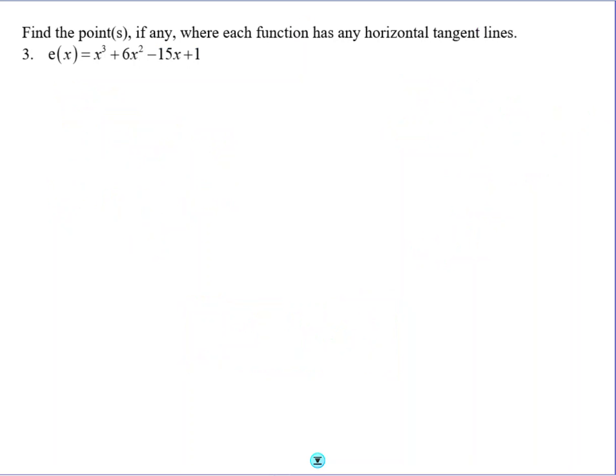Next, one of the big concepts in calculus is finding where a function has a horizontal tangent line. Remember that horizontal lines have a slope of 0. These will tell us the maximum and minimum points of a function. So, we need to start by finding the derivative of our function.